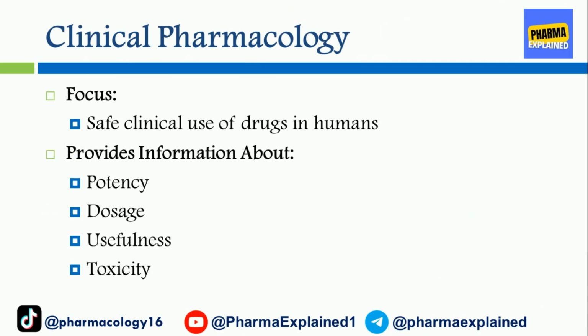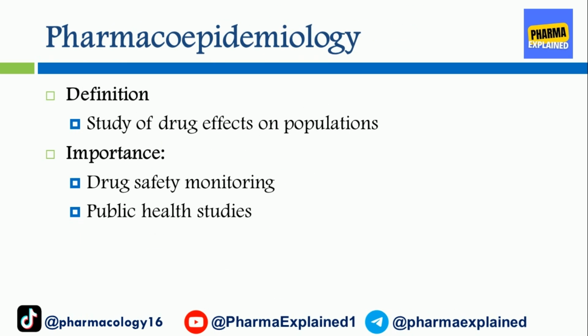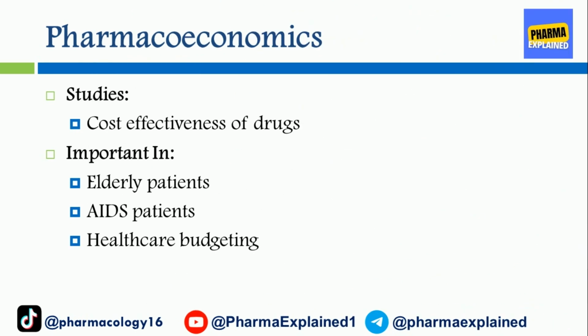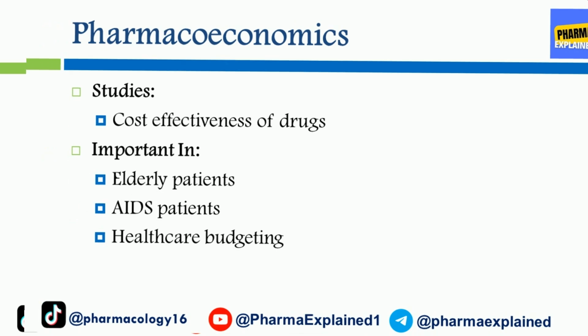Clinical pharmacology focuses on drugs and their safe clinical use in humans. It provides important information about drug potency, usefulness, doses, and toxicity. Pharmacoepidemiology studies the effects of drugs on large populations. Pharmacoeconomics evaluates the cost-effectiveness of drug therapy, especially among groups such as elderly patients and AIDS patients.